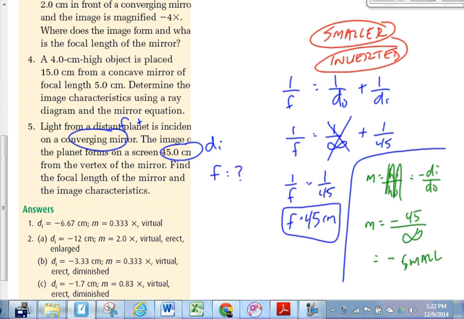Yep. How do you know it's real? Because they tell me that it's projected onto a screen. I don't need the whole solid dotted lines thing. I don't need the whole positive di. They tell me it's projected onto a screen. They basically tell me that it's a real image there.